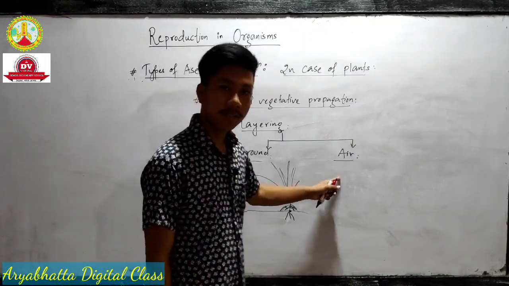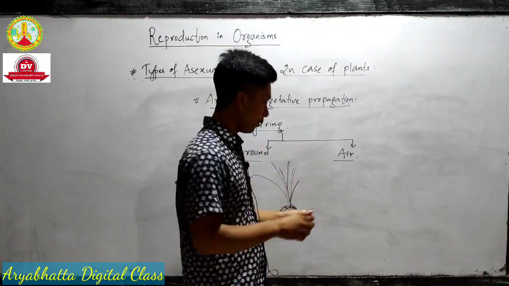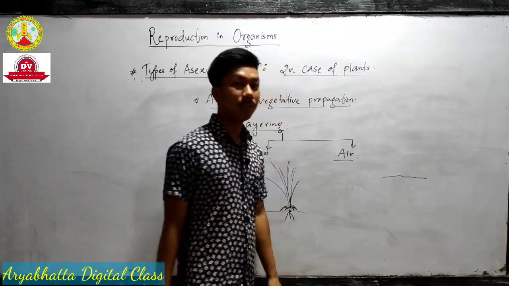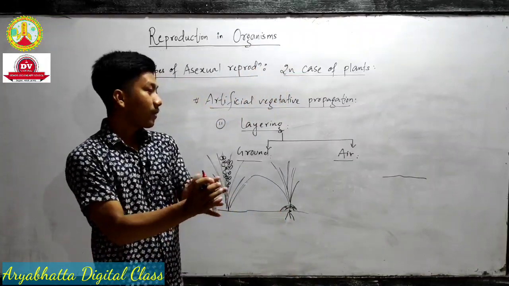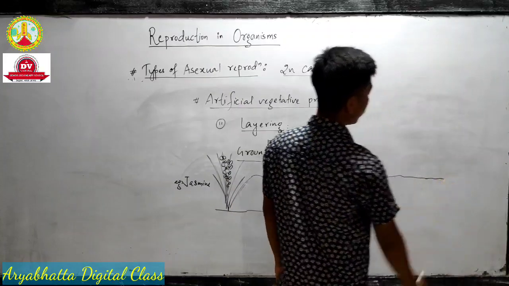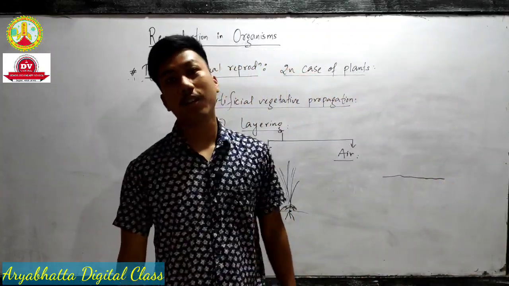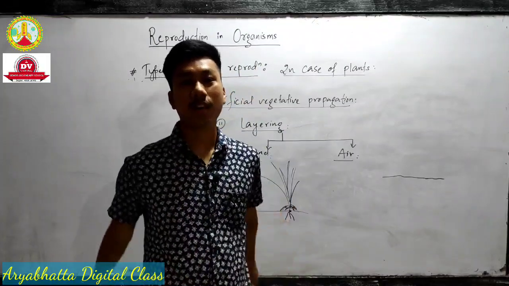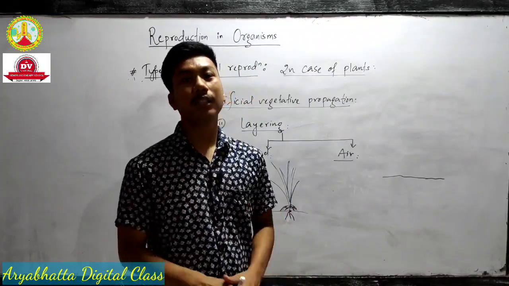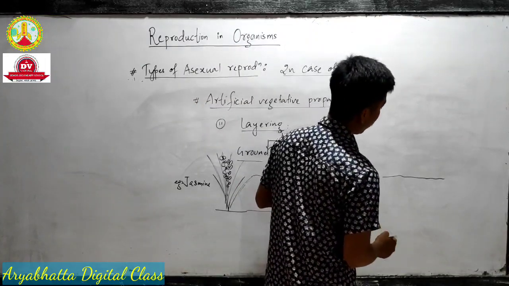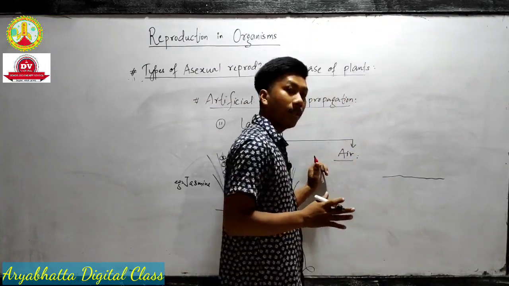In air layering, it doesn't mean in the air. Ground layering is at the ground; air layering is above the soil. Air layering can be done in plants which have a rigid stem. The stem is big, rigid, hard, like mango, guava, citrus plants. In such plants, air layering can be done.